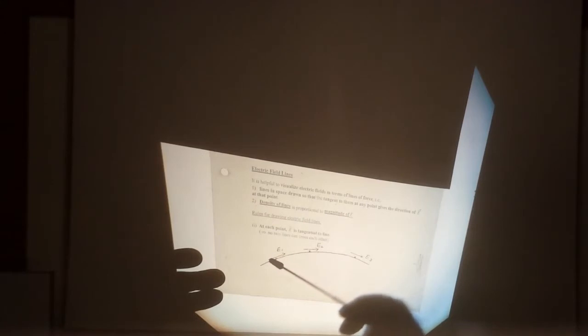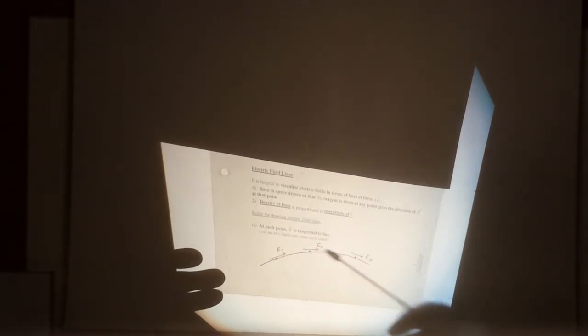Suppose this is the electric field, E1, E2, E3. If you put a test charge of +1 here, it's going to be pushed to the right, pushed to the right, pushed to the right. In other words, the value of the electric field means the force acting on the test charge.